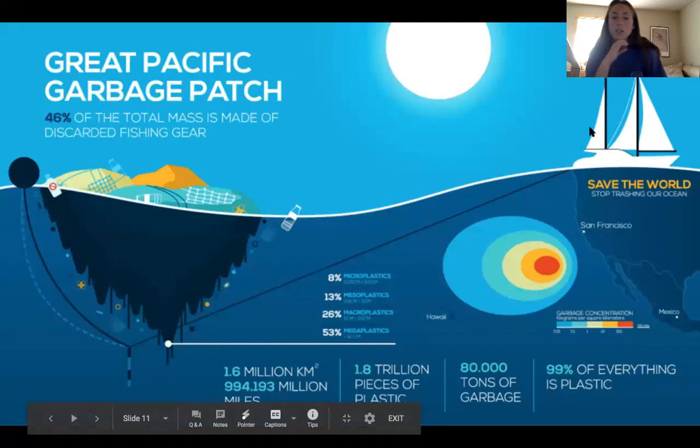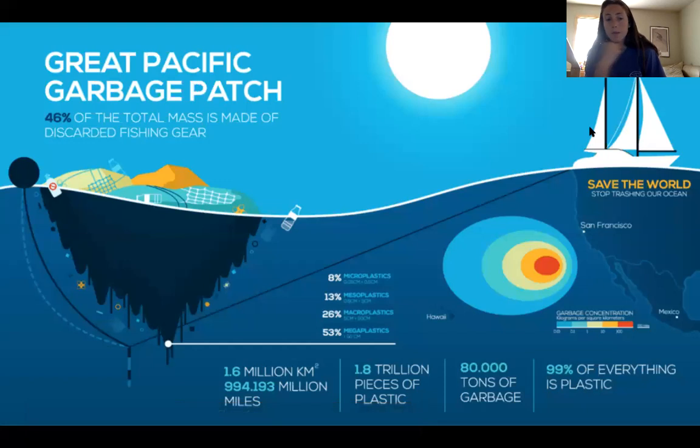So this is kind of just a really big example of all the dumping. The Great Pacific Garbage Patch is a huge example. It's 1.8 trillion pieces of plastic, 80,000 tons of garbage, 99% of everything is plastic. They usually end up on the shores of our coasts in Mexico, so they really do end up damaging our environments there. Not all of it is stuff that we are dumping there, a lot of it is from tsunamis, just because the currents add up all there, so everything is floating there.